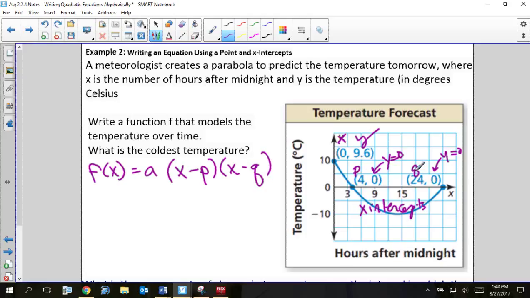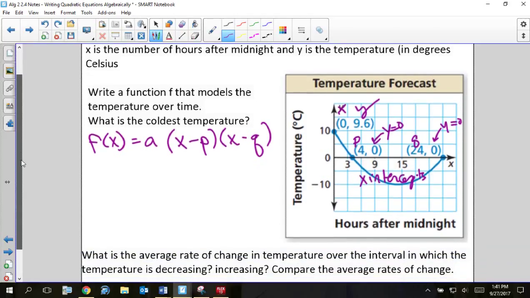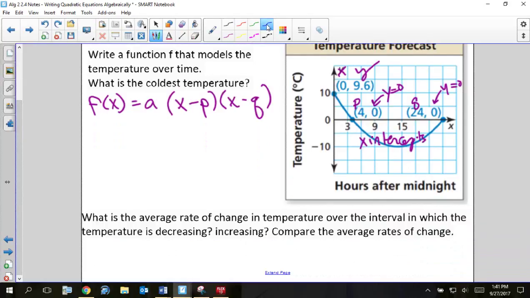But when I put them in, it'll be x minus 4. Well, it'll be whatever x is. But p itself is just 4. So I'm going to plug that stuff in. So I'll have my f of x, or my y value, is 9.6 equals a times x is 0 minus p is 4 and x is 0 minus q is 24.